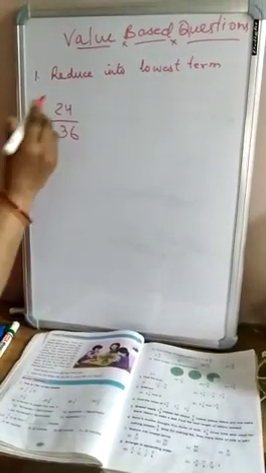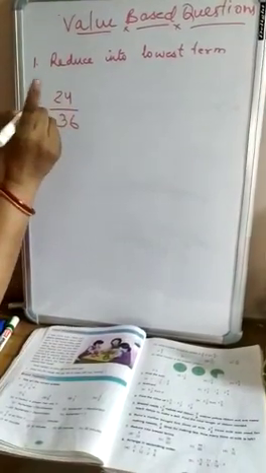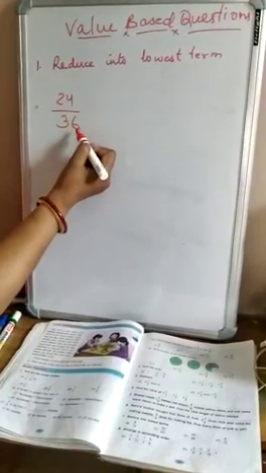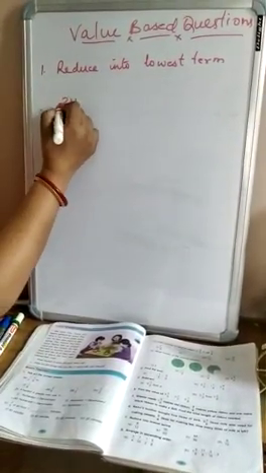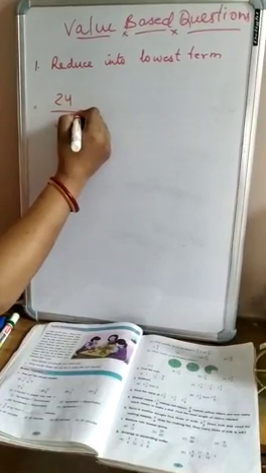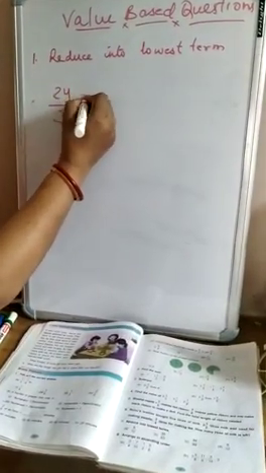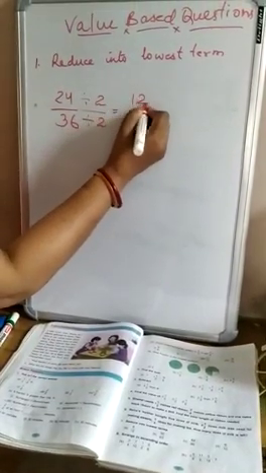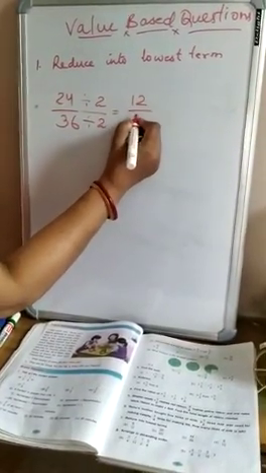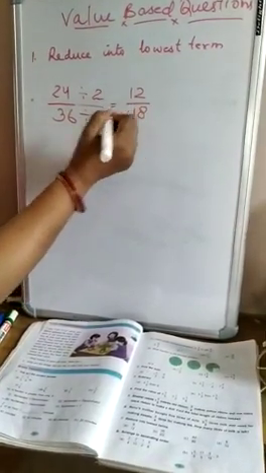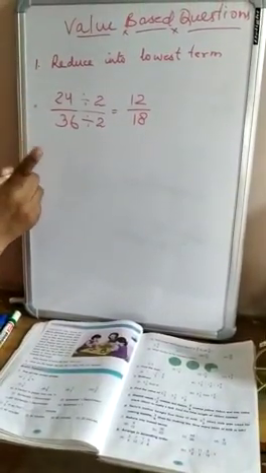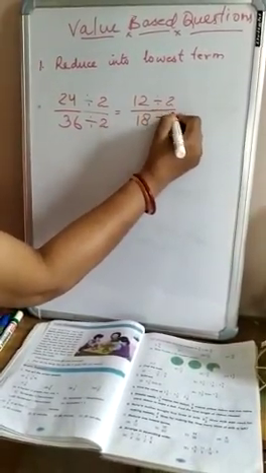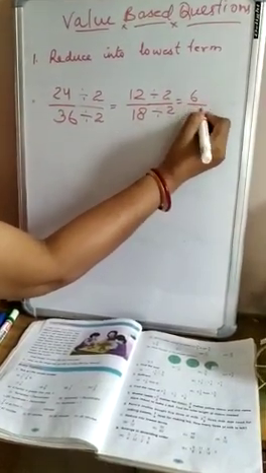Dividing the numerator and denominator by their common factor other than 1. So here 24 and 36 have the common factor 2, right? So I am dividing 24 by 2 and 36 by 2. So it is 12 by 18, right? Again 12 and 18 have the common factor 2. So again I will divide 12 by 2 and 18 by 2. So it is 6 by 9.